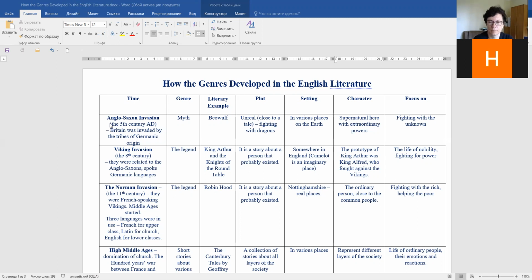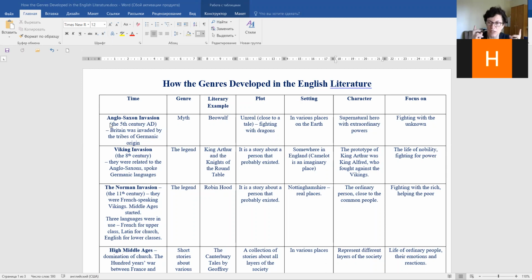The Anglo-Saxon invasion started in the 5th century AD. Britain was invaded by the tribes of Germanic origin. The genre was myth. A literary example is Beowulf. The plot is unreal, close to a tale, fighting with dragons. The story is set in various places on the earth. The character is a supernatural hero with extraordinary powers, and the focus is on fighting with the unknown.